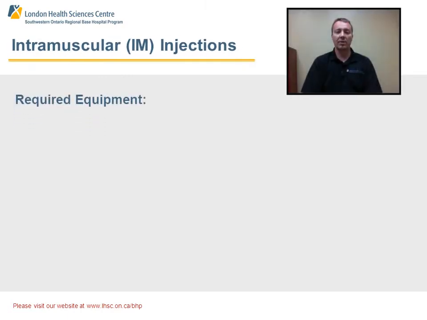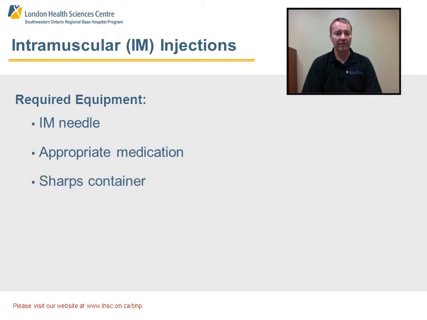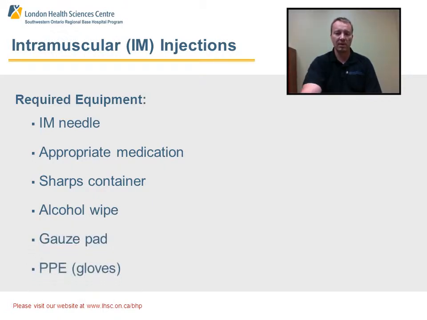So what's required for our intramuscular injections? We'll obviously need our syringe with our intramuscular needle attached, the appropriate medication you'll be administering, your sharps container always readily available, your alcohol swab, your gauze pads, band-aids if necessary, and always remember to have gloves on. PPE is important.